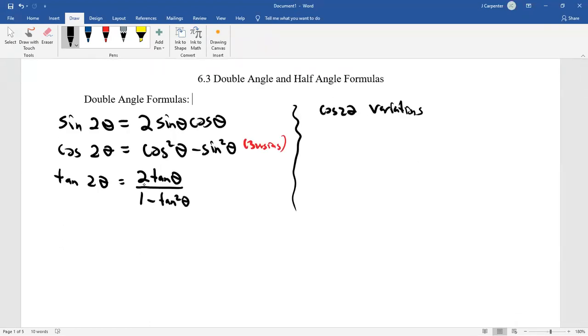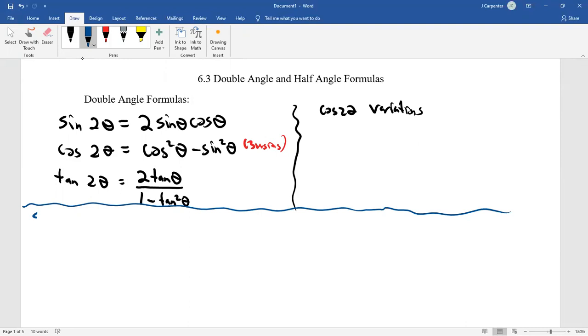So let's do the sine of 2 theta proof. We'll start with that one. We're going to prove this formula. Now you might be saying, Mr. Beckner, you didn't prove the sum and difference formulas. Why are you going to torture us on this?